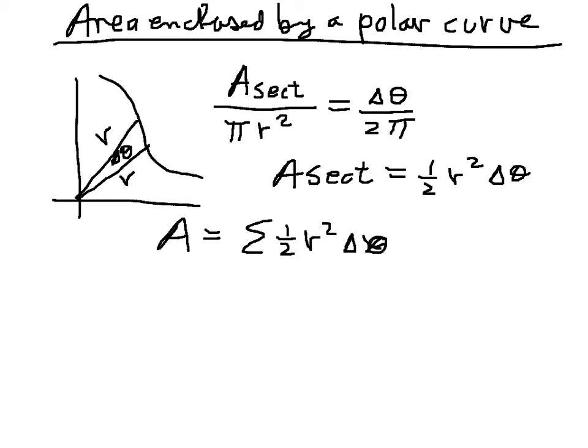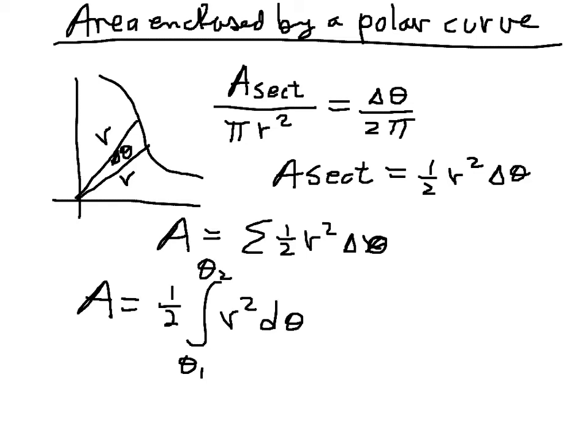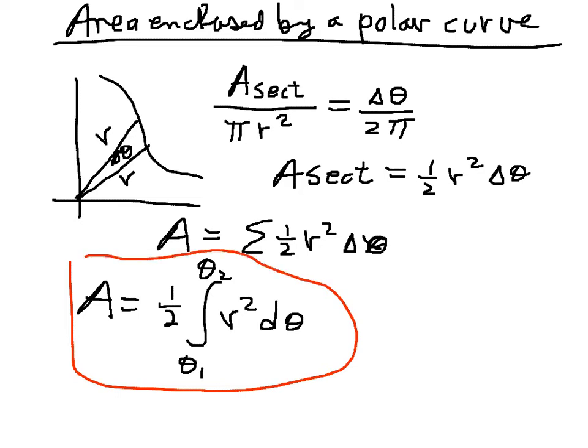And if I let delta theta become small enough, and in fact delta theta approach 0, then what we have is obviously a definite integral as we go from one value of theta to the next, 1/2 r squared d theta. And that there is the formula for the area enclosed by a polar curve. It's a pretty cool formula, and it all comes from this little work right here. Okay, so let's put it to work.